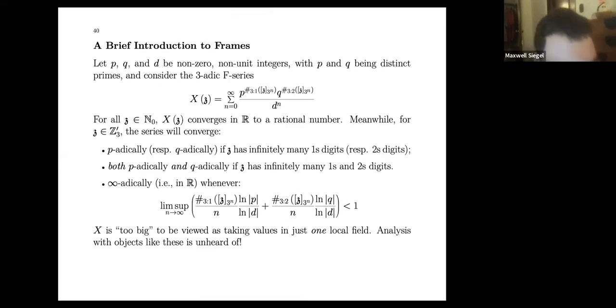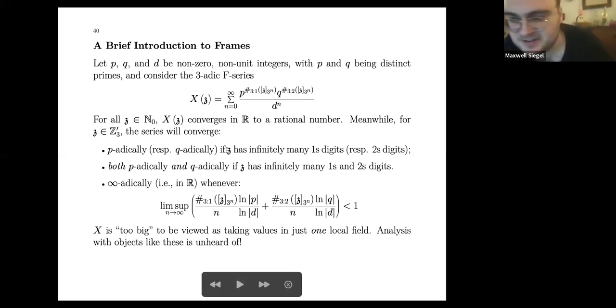So now that we've seen the basic example, before we generalize, we need to talk about frames. When working with XQP, we were able to choose a single metric completion of the field K in order to make sense of X as a function from Z2 to the completion of our field. However, for more general F series, it's not going to be possible to do that, and even if we pick a weird frame, we're not going to be able to fit all of the values our function spits out into a single field. And here's a simple example of this.